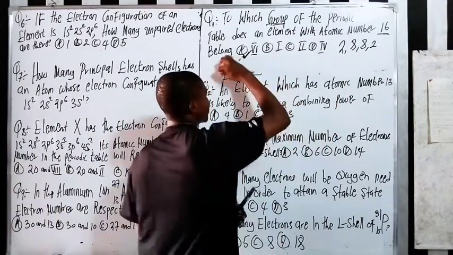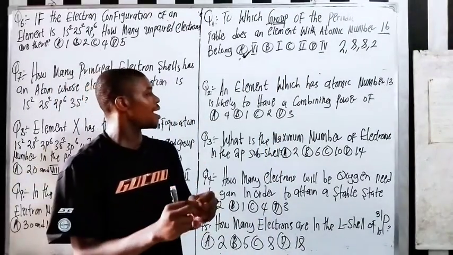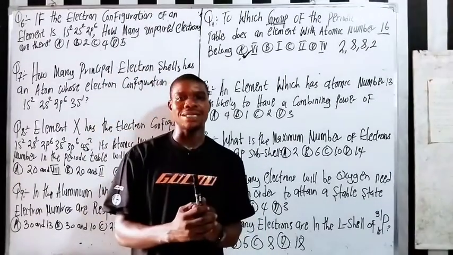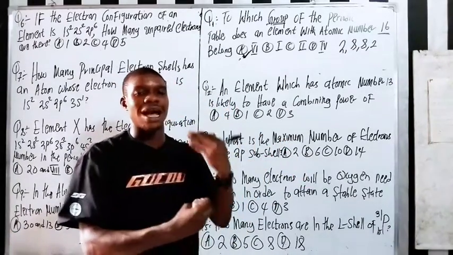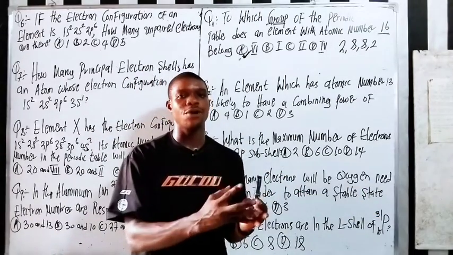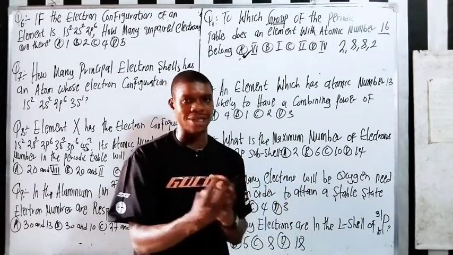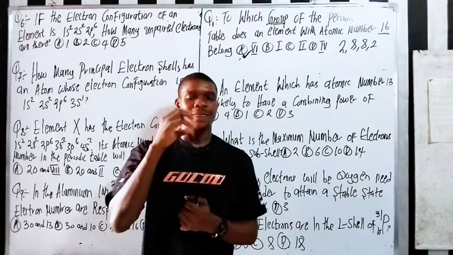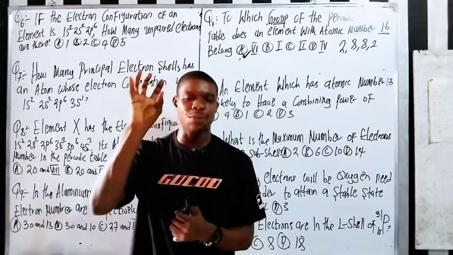So let me move to the next question. An element which has atomic number 13 is likely to have a combining power of dash. What you want to understand here is that combining power is the ability of the electrons which atoms use in bond formation. Now, when atoms want to form bonds, they either lose electrons, gain electrons or share electrons. Do you understand? So it depends on the atom. So the valency or the combining power is usually the outermost electron.